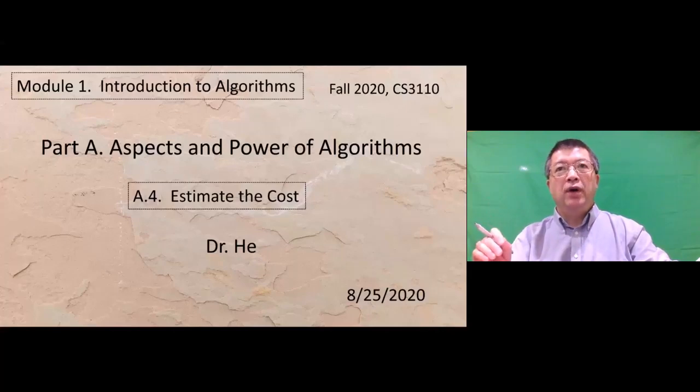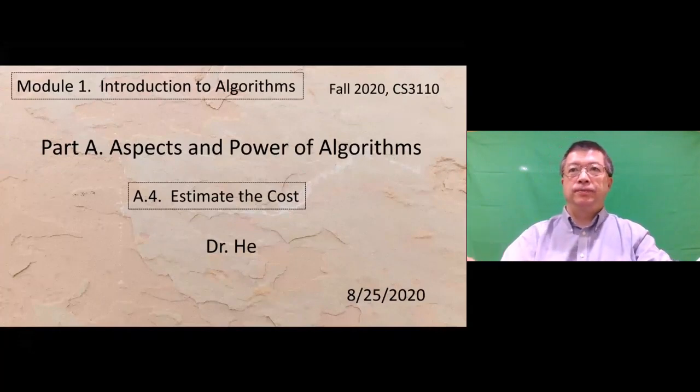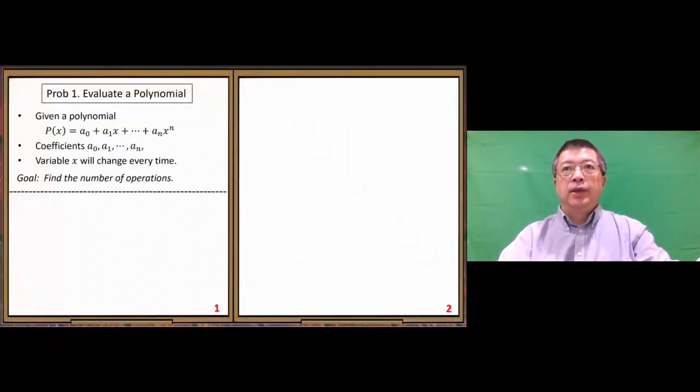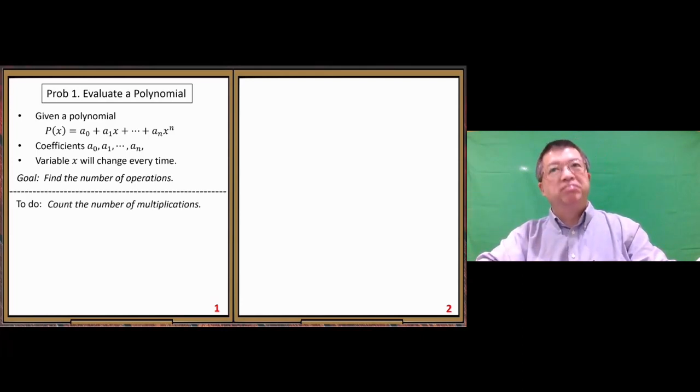The last video of this class, part 8.4, estimate the cost. All right, so now what do we need to do at this point? Count the number of multiplications to evaluate this polynomial. All right.